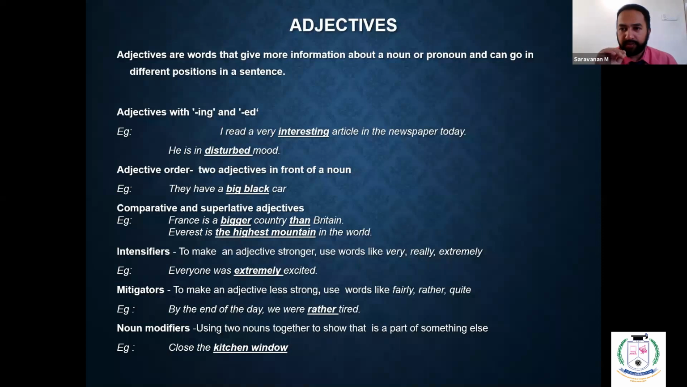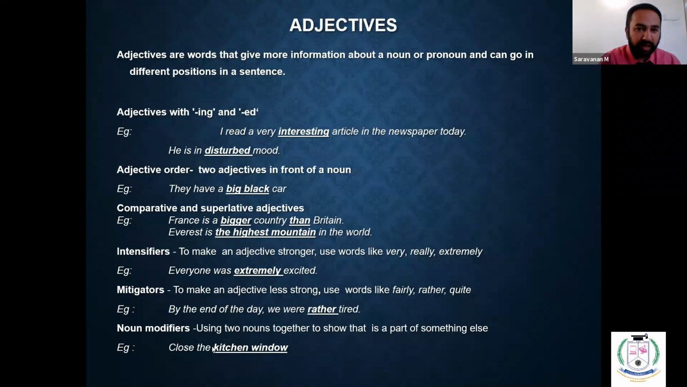he is a boy. He is a good boy. He is a tall boy. He is a short boy. He is a fat boy. That is how it qualifies the noun.